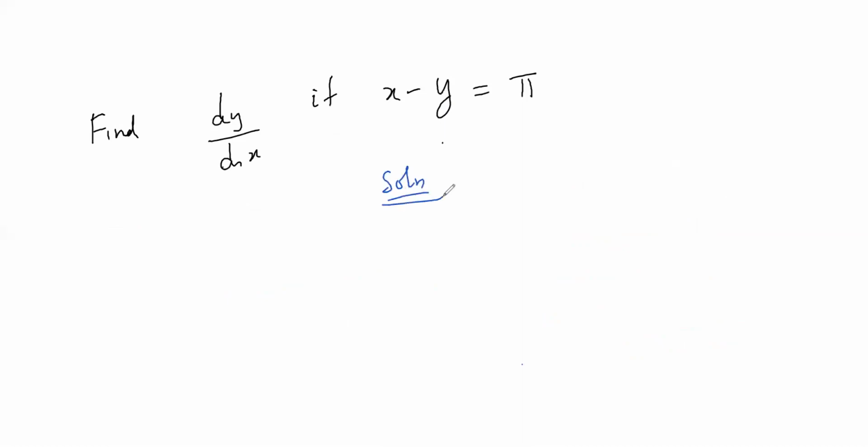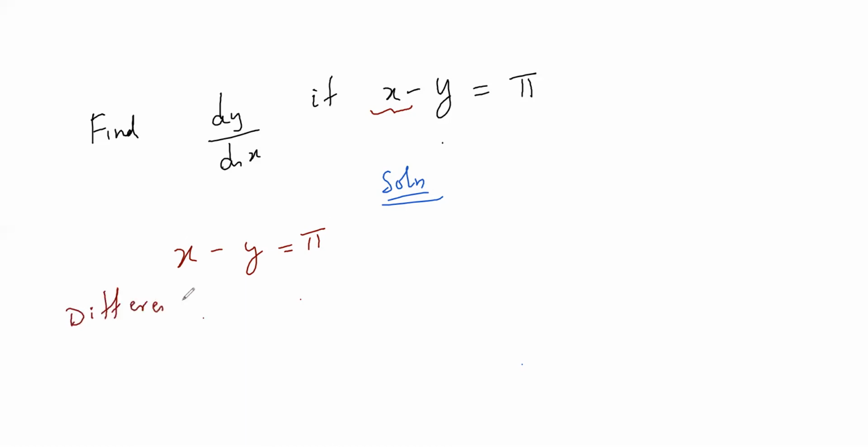So the question is: find dy by dx, if x minus y is equal to pi. This is the question. So the solution for this: I differentiate everything with respect to x. So first write down the question. x minus y is equal to pi.